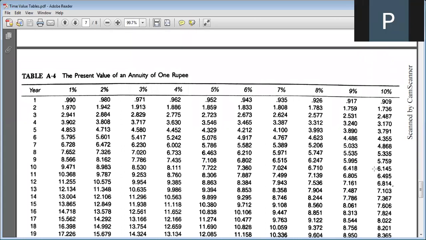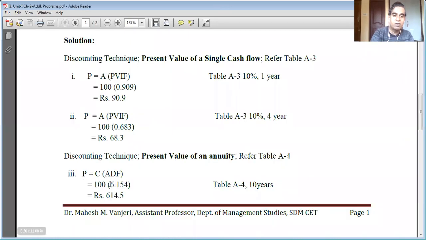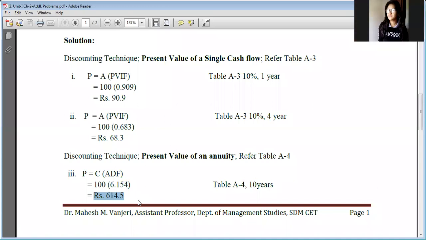Thank you. 6.145 is the annuity discount factor. Table A4 is the present value of an annuity of 1 rupee. So we'll fill the value in our problem. So it is 6.145. So 100 into 6.145 is 614 rupee 50 paise. Sir, it is 6.145 from the table.